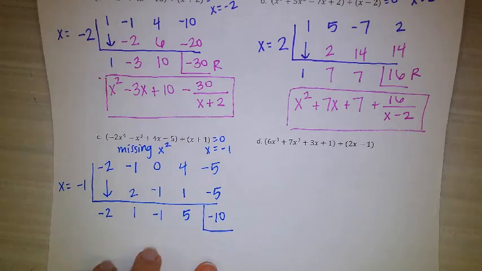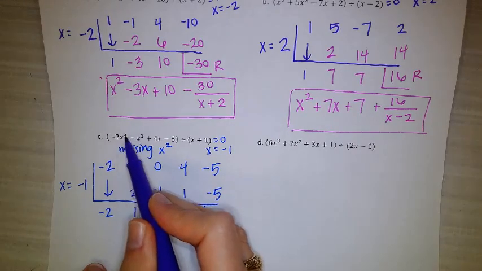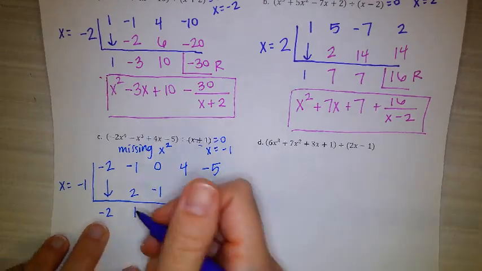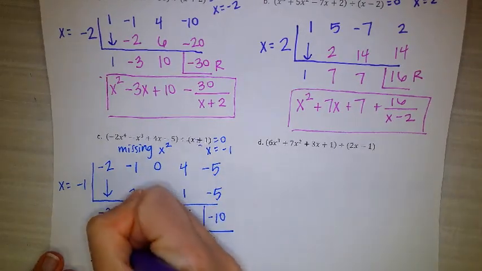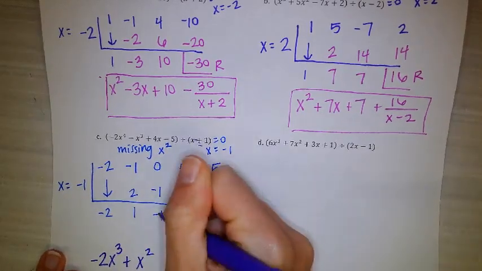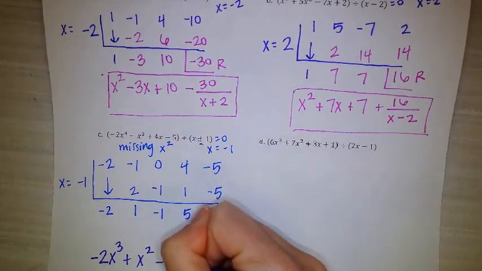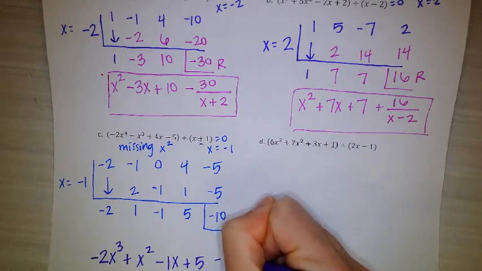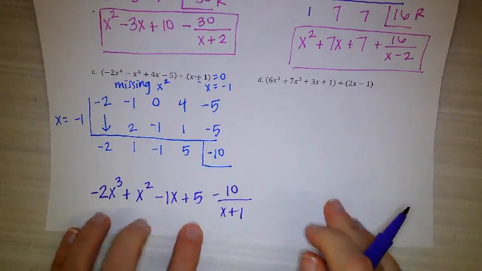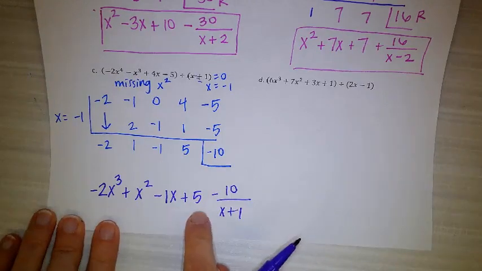And then let's make sense of our answer. So same logic here. Since it was x to the 4th degree, dividing by an x is going to bring that degree down 1. So it's going to be -2x cubed now, plus 1x squared, minus x, plus 5, and then I have a -10 remaining out of the x plus 1 that I was dividing by. So these are the coefficients of my quotient, and the degree has gone down by 1.